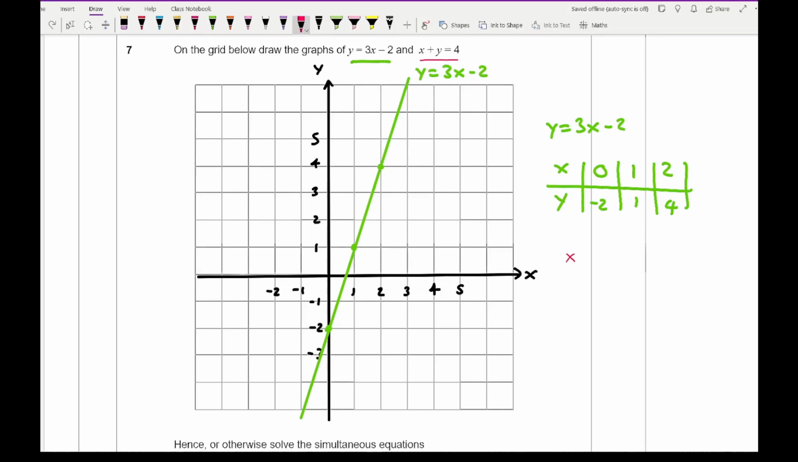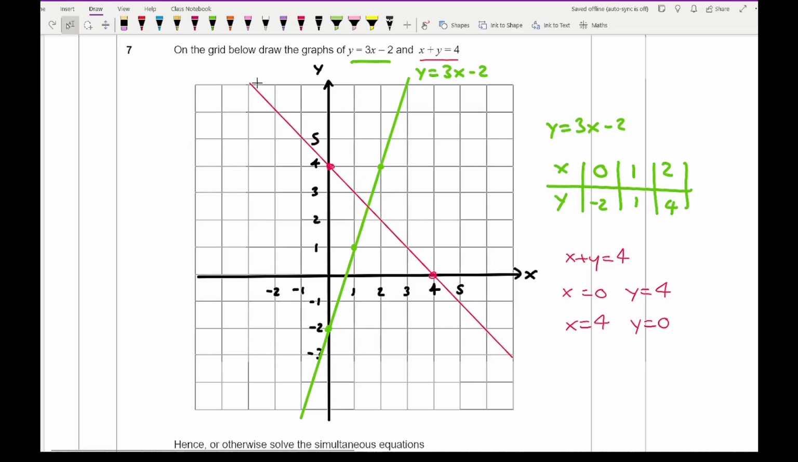Well, for this, when x equals 0, y equals 4, and when y equals 0, x equals 4. So the coordinates there are going to be (0, 4) and (4, 0). So all that's left for me to then do is draw a line connecting those two. And what I'm looking for is where the points intersect.